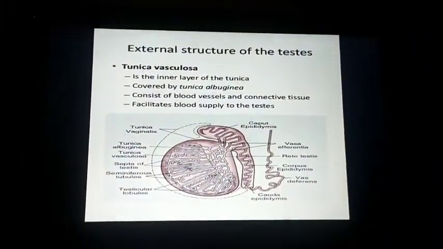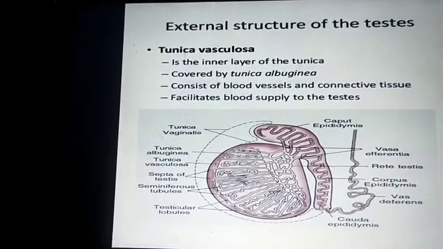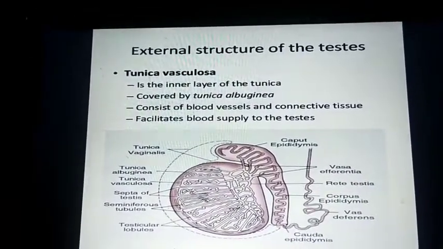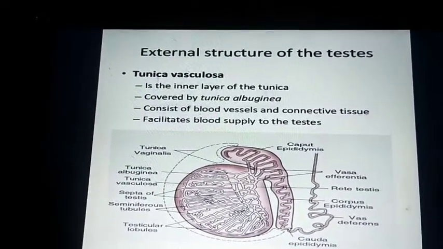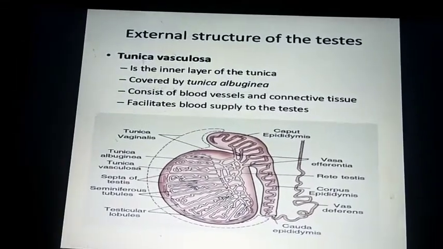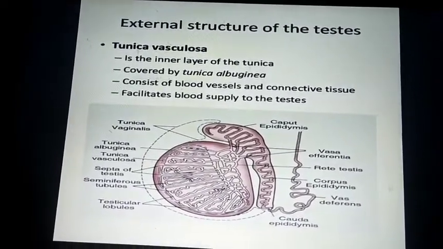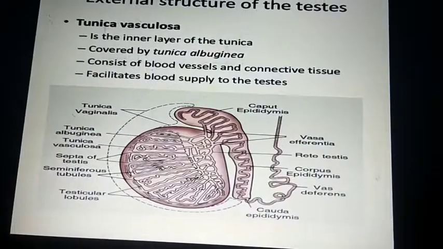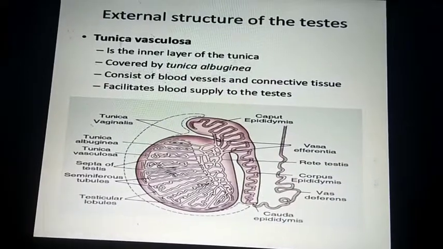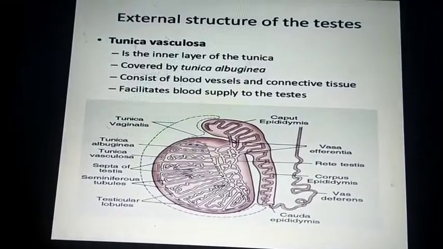Then we can go to the innermost layer of the testis, that is the tunica vasculosa. Vasculosa means it contains the blood supply or vessels. It is very firmly attached, so we can't differentiate it easily. The tunica albuginea we can differentiate, and it also forms the partitions in the testis. But vasculosa means it contains the vessels. It is the inner layer covered by the tunica albuginea, consists of blood vessels and connective tissue, and facilitates the blood supply to the testis.